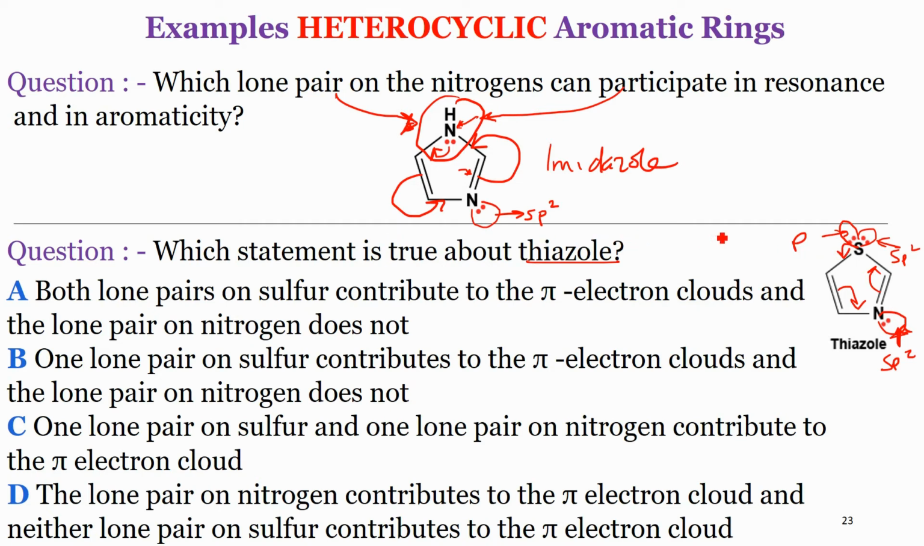So which statement is true about thiazole? A, both lone pairs of sulfur contribute to the pi electron clouds. That's false. Only one of the lone pairs will take part, the one in the p orbital. B, one lone pair on sulfur contributes to the pi electron clouds, and the lone pair on nitrogen does not. That's correct. This does not take part in resonance. Of course, it's sitting on an element, nitrogen, which is doubly bonded already. And one of that will take part in resonance, like you said. C, one lone pair on sulfur and one lone pair on nitrogen will contribute to the pi electrons. Nope. Nitrogen will not. D, the lone pair on nitrogen contributes. Nope. The answer is B.